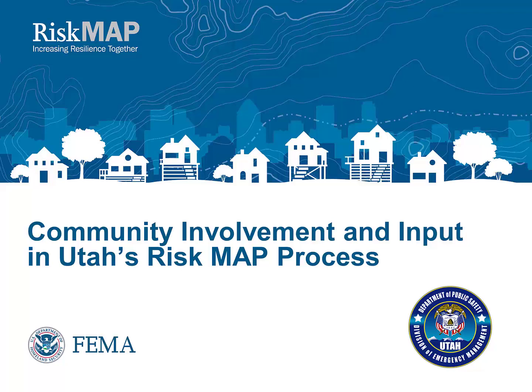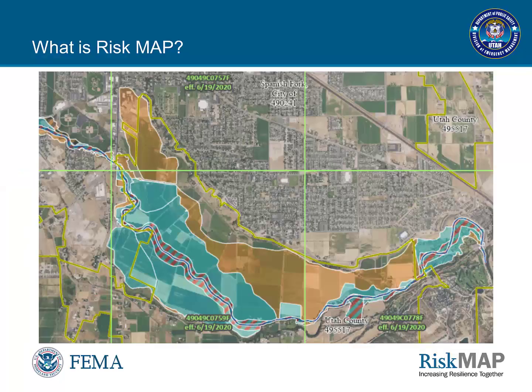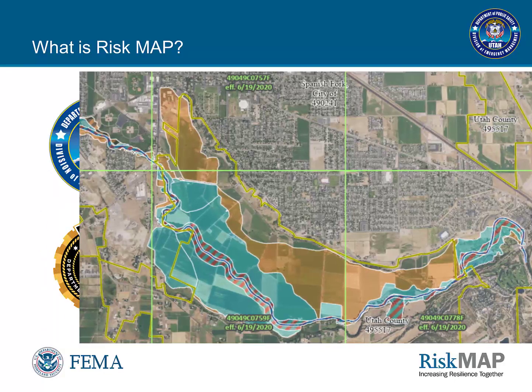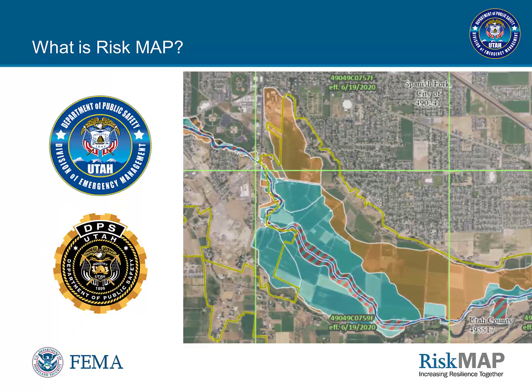Welcome to a brief video on how local communities participate and provide feedback throughout the Risk Map process. Risk Map is a FEMA program that provides communities with updated flood risk information and support with planning and outreach efforts. In Utah, the Risk Map process is coordinated by the Utah Division of Emergency Management, or DEM, which is a part of the Department of Public Safety.